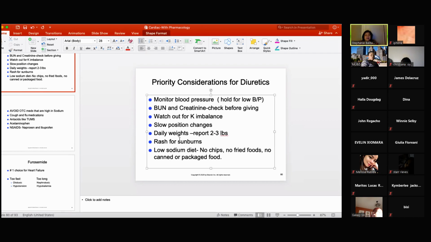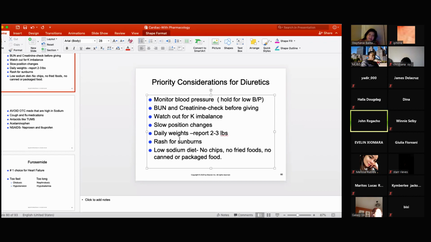This also comes up all the time. What is in the low sodium diet? No chips, no fried foods, no canned or pre-packaged food. They're so salty.